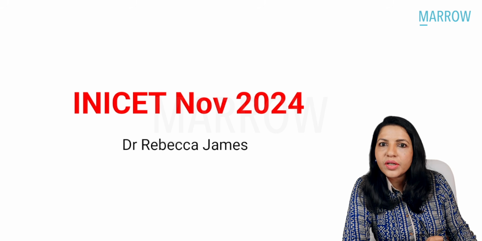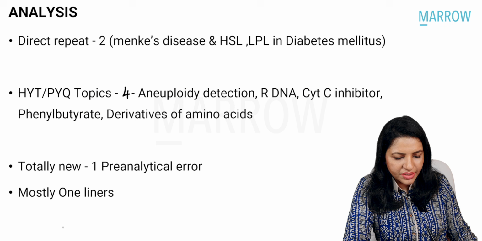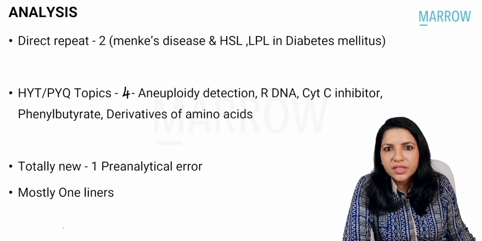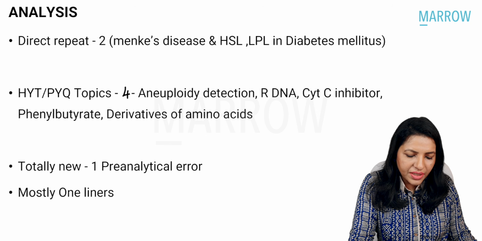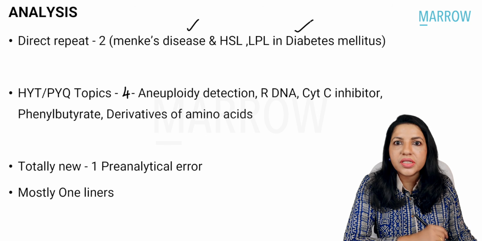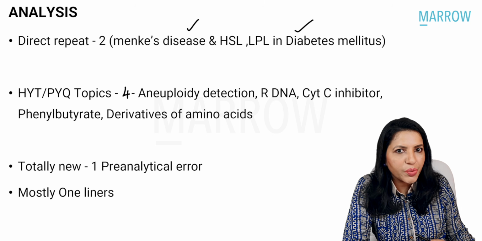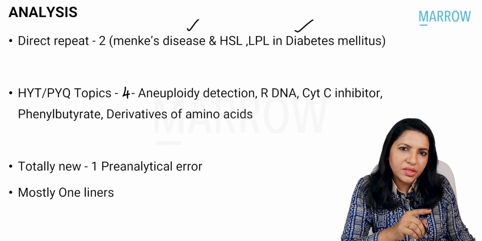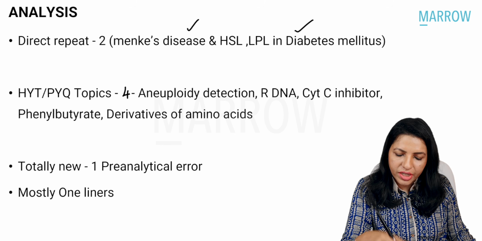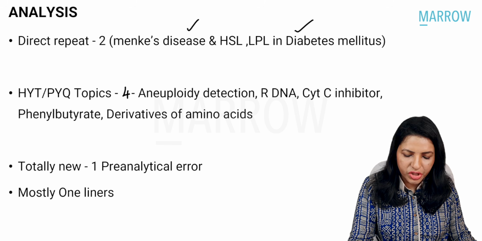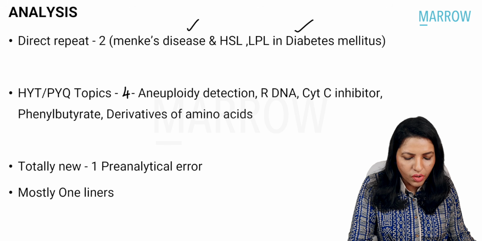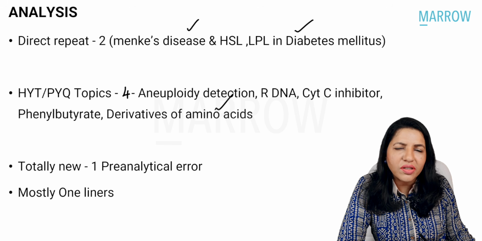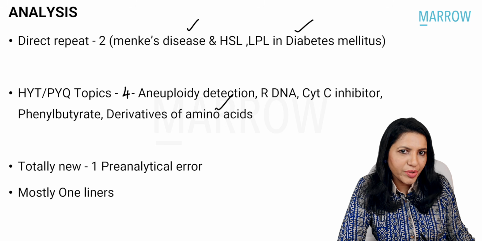So analyzing the questions, what I could understand is direct repeat. There were two questions: one was the Menkes disease question and the other was the diabetes hormone sensitive lipase, lipoprotein lipase question. Then other questions were from high yield topics like the electron transport chain inhibitor, aneuploidy detection, recombinant DNA technology, and derivatives of amino acids. All these were from high yield topics only.